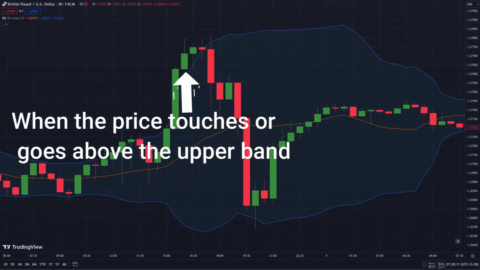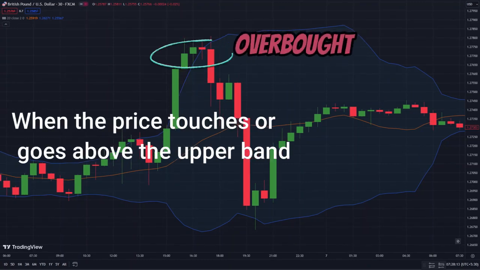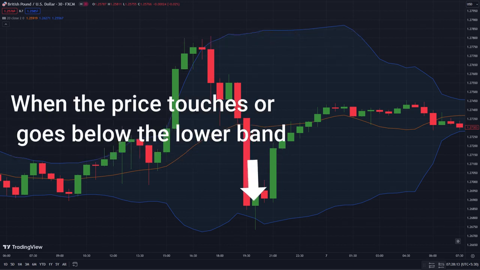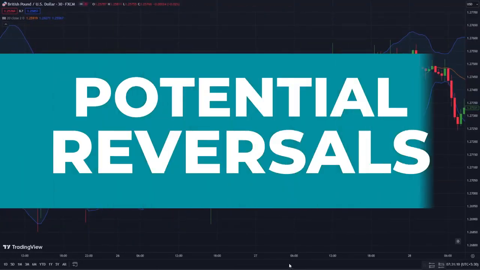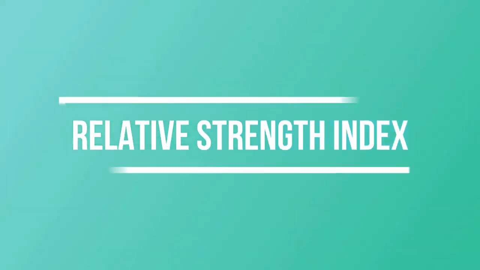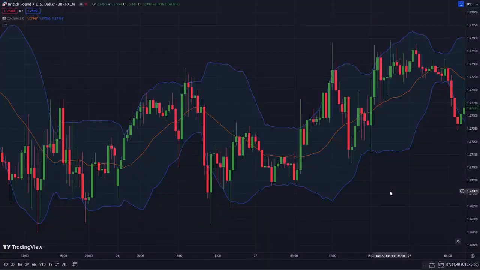Now when the price touches or goes above the upper band, it's a signal that the market could be overbought. And conversely, when the price touches or goes below the lower band, it's a signal that the market could be oversold. Bollinger Bands also give us clues about potential reversals. See how the prices tend to dance around that middle line, the SMA line. When prices deviate too far, either above the upper band or below the lower band, there's a chance they might boomerang back towards the middle line. Bollinger Bands work great with friends, like the RSI indicator that we will be using in this video. Combining them strengthens our trading strategy.